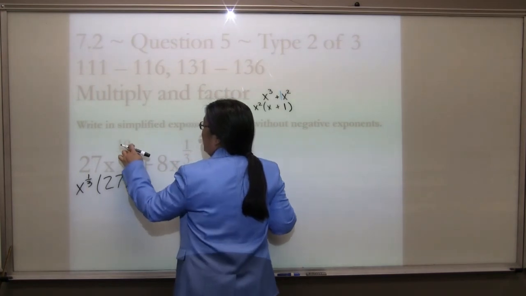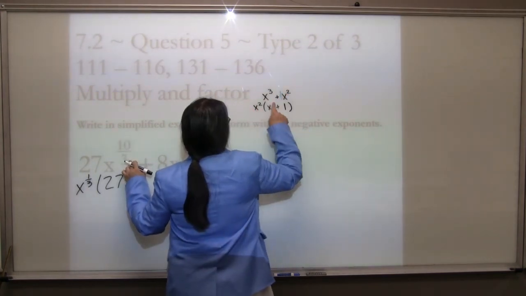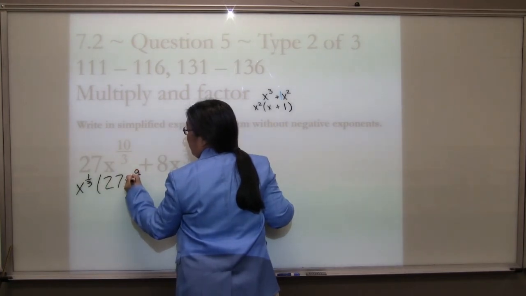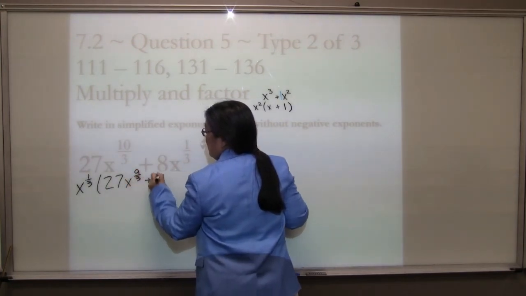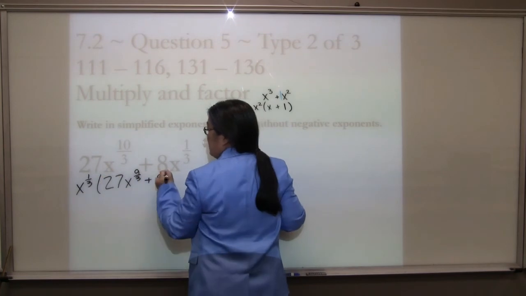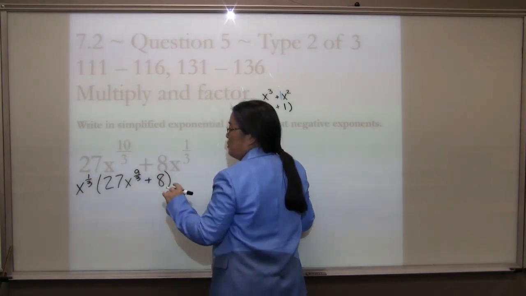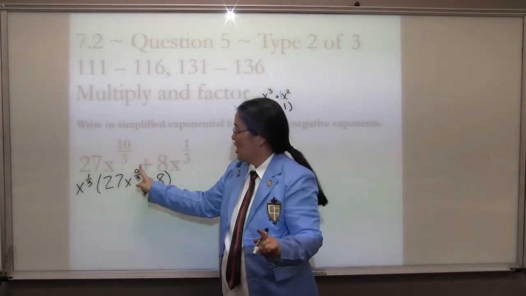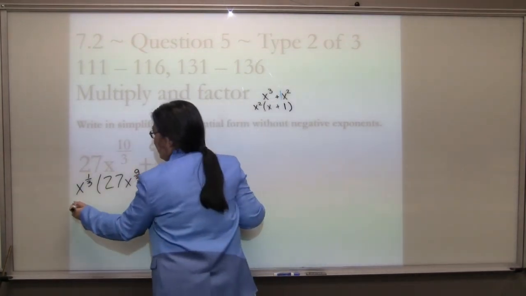X to the, we had 10 over 3. 10 over 3 minus 1 over 3 is 9 over 3. Plus 8. All of that was taken out, so that's all that's left. But wait, we can do more. Remember the last question? We can reduce that.